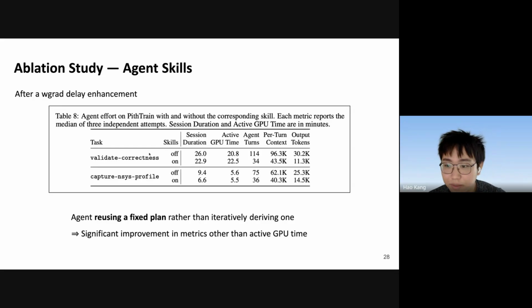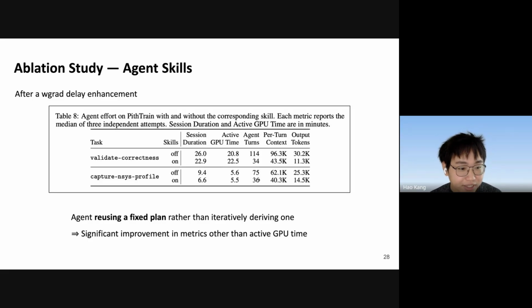So from the table, we do see some expected results. The active GPU time stays flat. I think here the nature of the task pins down the fixed set of training runs. So the GPU work doesn't increase depending on whether the skills are available or not. But the agent-side metrics, including per-turn context and output tokens, as well as agent turns, if you take a look, they drop very sharply.